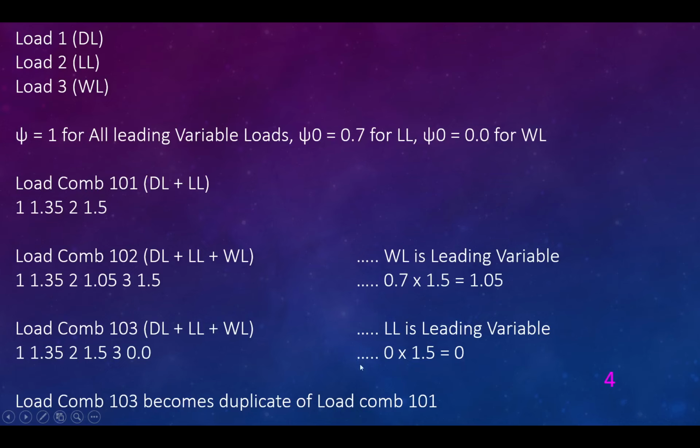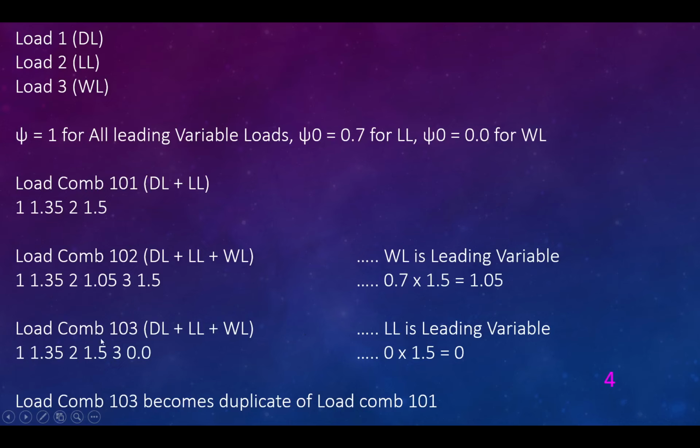So once the live load is the leading variable, xi 0 is equal to 0 for wind load. So the wind load factor will be multiplied by 0, and the load combination will become 1.1, 1.35 to 1.5. Now you can compare load combination number 101 and load combination number 103.